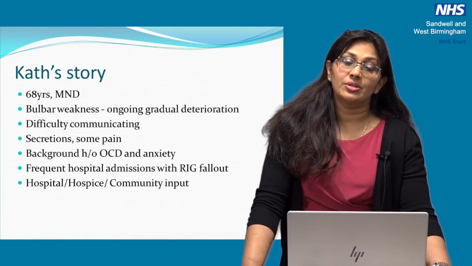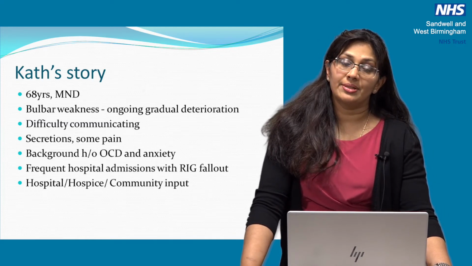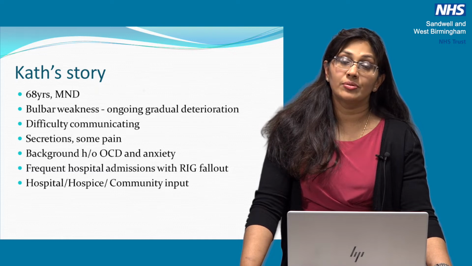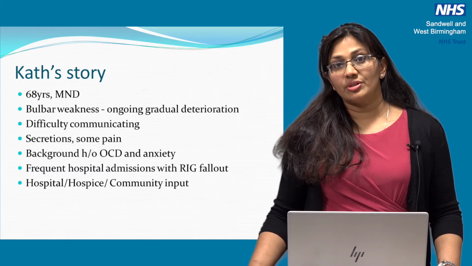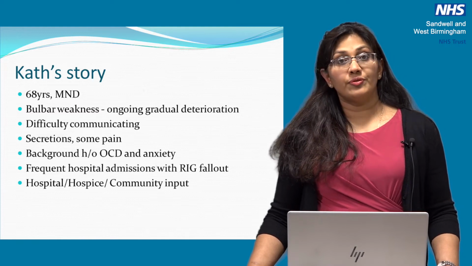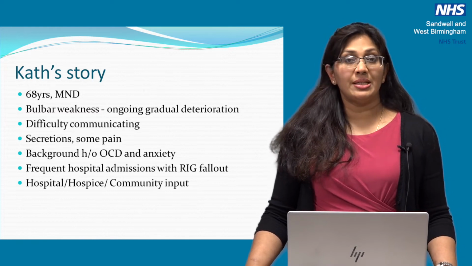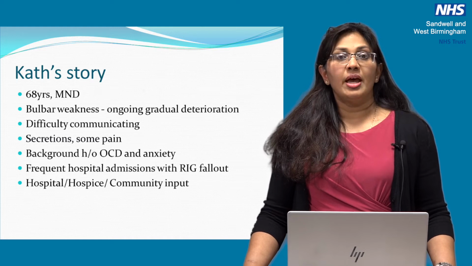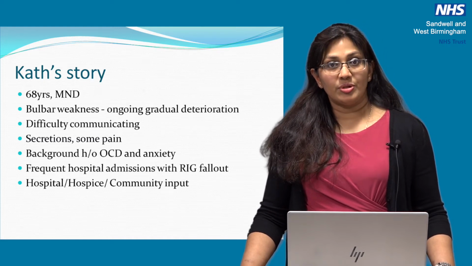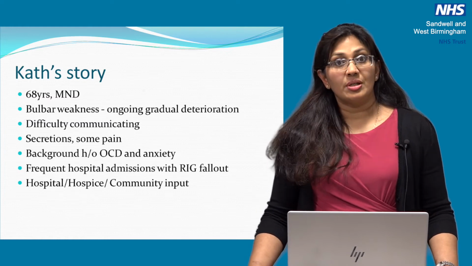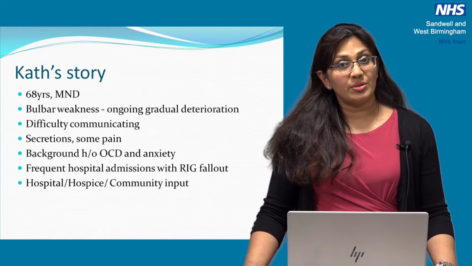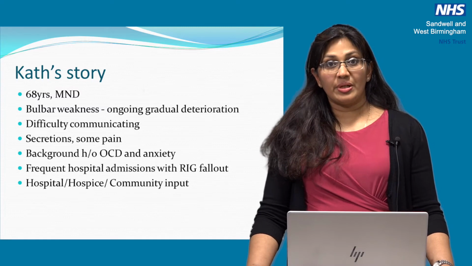The key message that I'd like to share about Kat is the fact that she was referred early on, and she was looked after by a multidisciplinary team through the course of her illness, which was around 12 to 18 months. And the palliative care team supported her when she was in hospital, as well as at home, but also when she was admitted to the hospice for a brief spell in between.